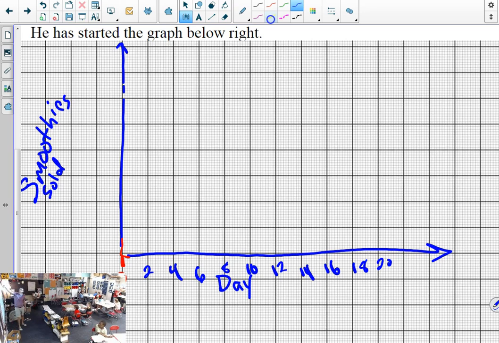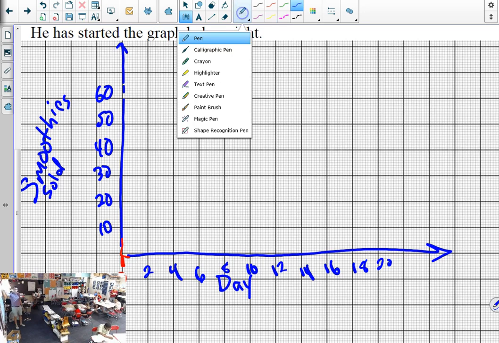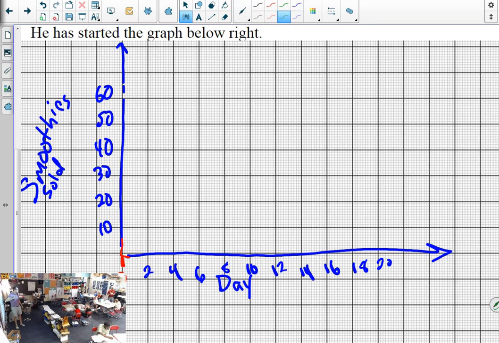So, just for fun, let's go by 10s, just to make sure we can fit it on here. 10, 20, 30, 40, 50. I have no idea what they'll be at for day 20. So whatever you went by, plot your points.